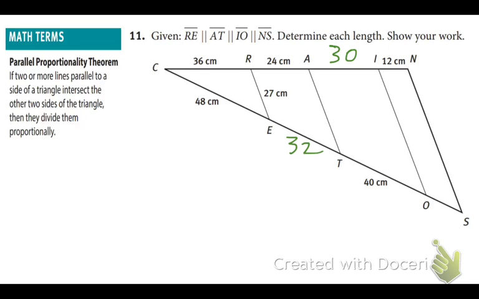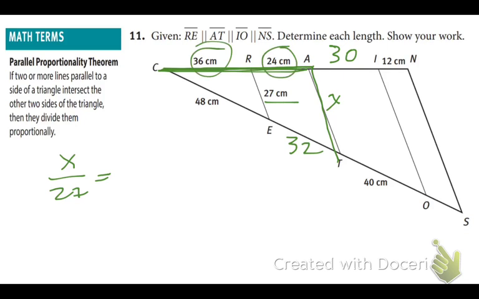And if we're looking at Part C, it wants us to find segment AT. Well, that's this one. So we have to be a little careful when we do this. Segment AT is going to correspond to segment RE because those are part of the parallel lines. So x over 27. And then up here in this triangle, in this diagram, the length from A to C is 36 plus 24. So that goes with our x because that's part of this bigger triangle here.